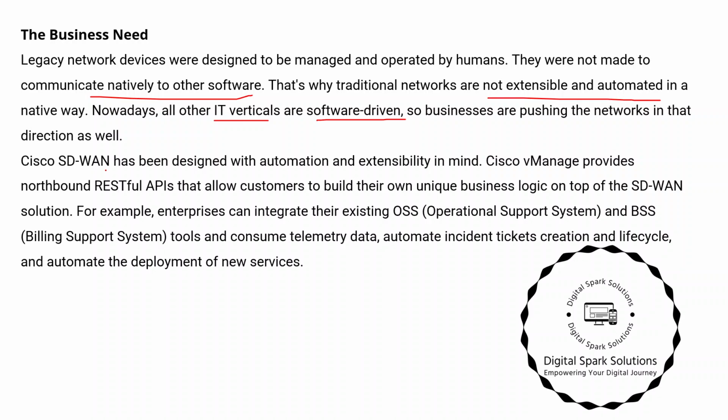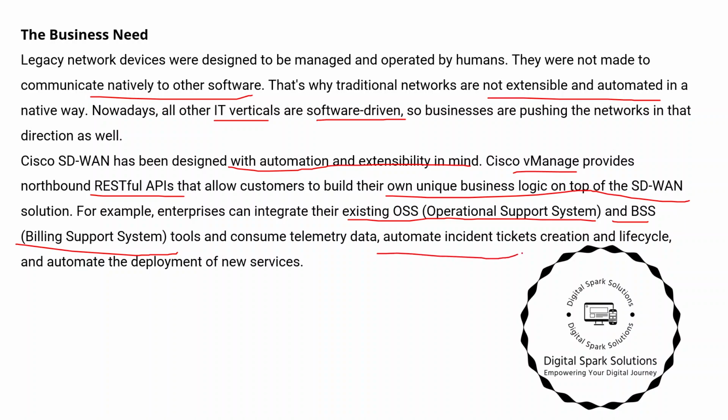Cisco SD-WAN has been designed with automation and extensibility in mind. Cisco vManage provides northbound RESTful APIs that allow customers to build their own unique business logic on top of the SD-WAN solution. For example, enterprises can integrate their existing OSS (operational support system) and BSS (billing support system) tools and consume telemetry data, automate incident tickets creation and lifecycle, and automate the deployment of new services.